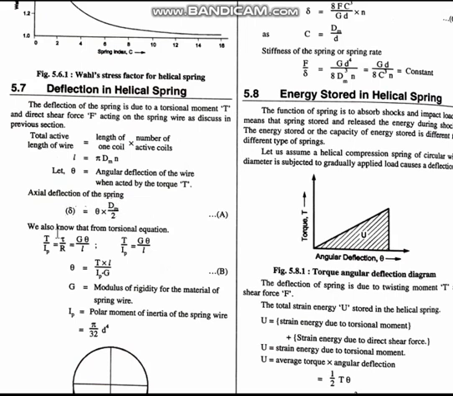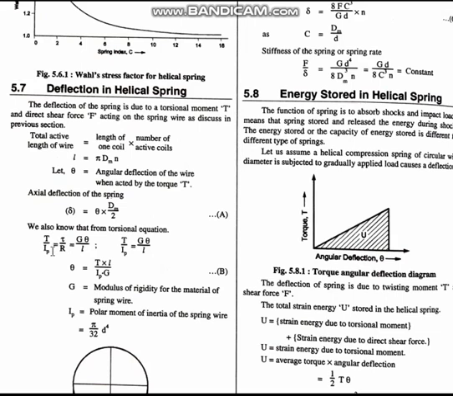Now we also know from the torsion equation. See, this is the torsion equation. T upon J, Ip also it is written sometimes, T upon J is tau upon r is G theta by L. This is the torsional equation. You see, these two equations you keep in mind always. You have learned them from strength of materials and applied mechanics. So you remember what two equations? One is the torsion equation, another is the bending equation. Both are similar.